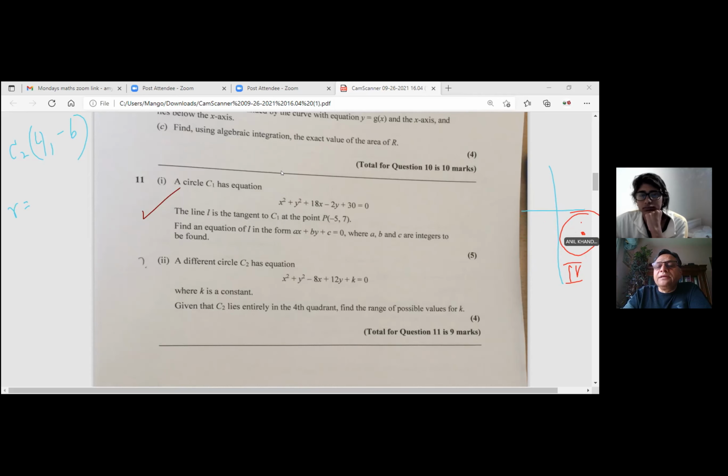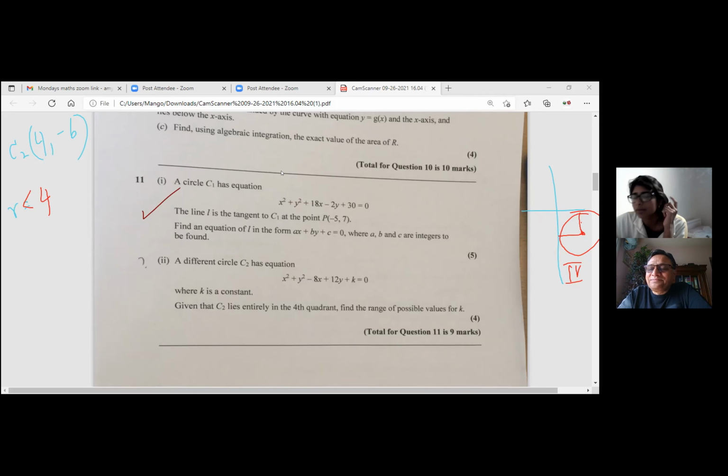So the maximum radius can be what? It has to be within the fourth quadrant, correct? The x value is 4 units to the right, the y value is 6 units down. So the radius has to be less than 4, correct? So we can say r is less than 4, right? If it is totally in the fourth quadrant. And therefore, we can now find the value of k with this constraint, right?